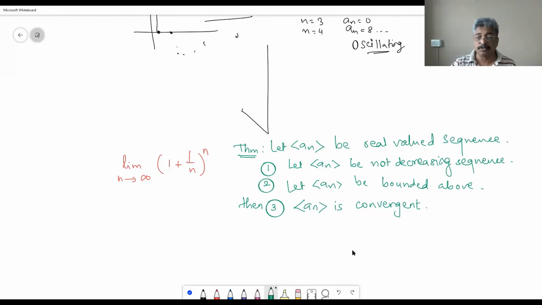Try to write down the proof of this theorem first, then we will use this theorem to show what happens to this limit.